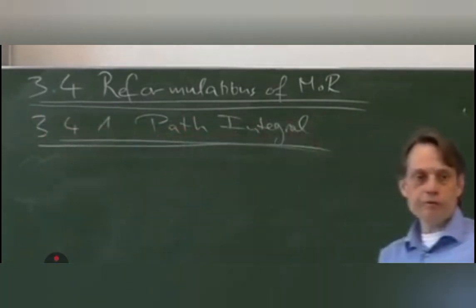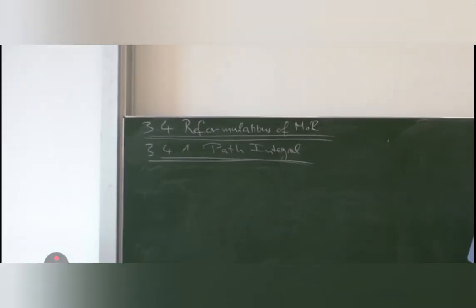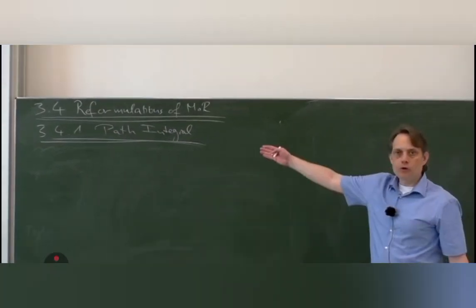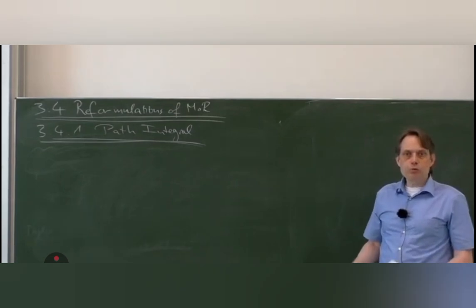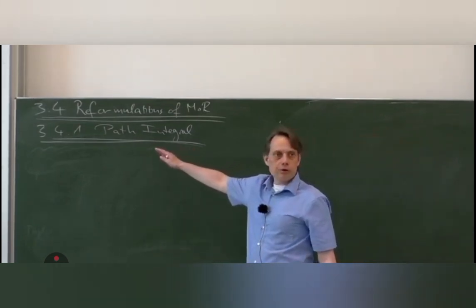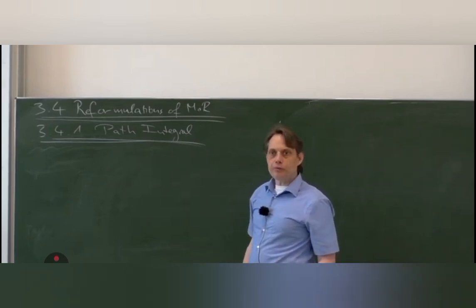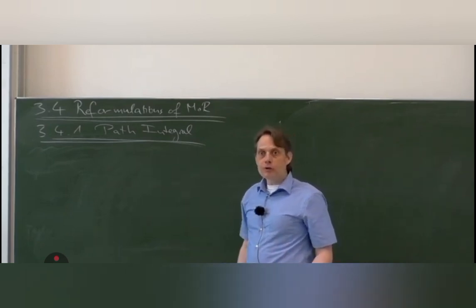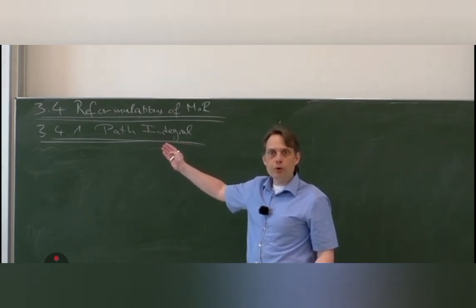I want to give you two reformulations of the method of regions, or in other words, the construction of effective field theories if we have loops. And the first is from the path integral. We already used the path integral to give us a reason why effective field theories exist and how they can be constructed. And we did it at tree level, which is equal to the classical level, where the path integral amounts to solving the equations of motion.